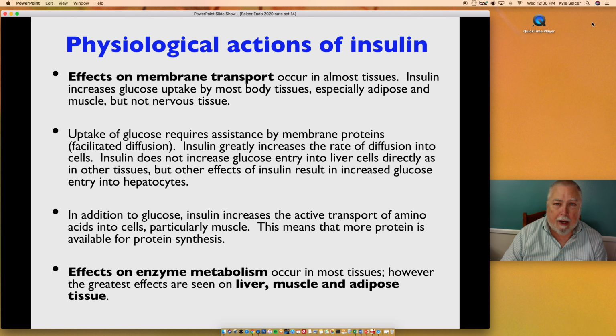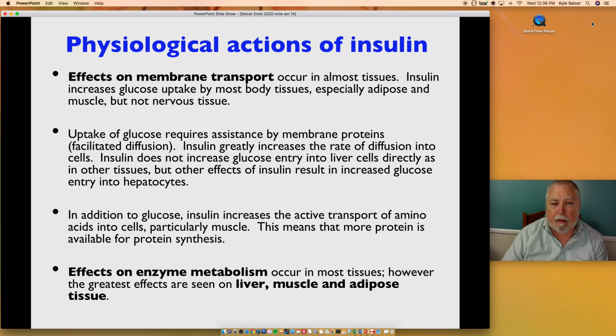And your brain likes to use glucose as an energy source. Other tissues can use triglycerides and amino acids and work with those as energy. Your brain likes to use glucose as an energy source. Uptake of glucose requires assistance by membrane proteins. This is a type of facilitated diffusion. Insulin greatly increases the rate of diffusion into cells.